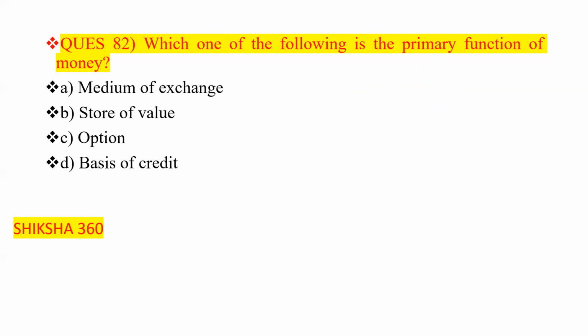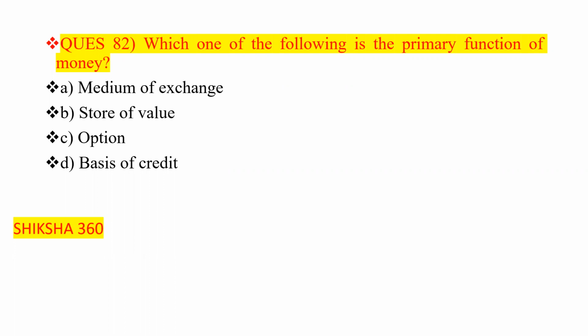Option D is the basis of the credit. So what is the primary function of money? The first option is medium of exchange, the second is store of value, the third is another option, and option D is the basis of the credit.